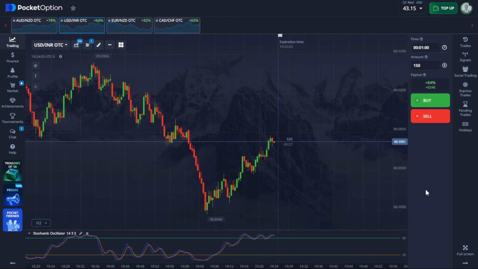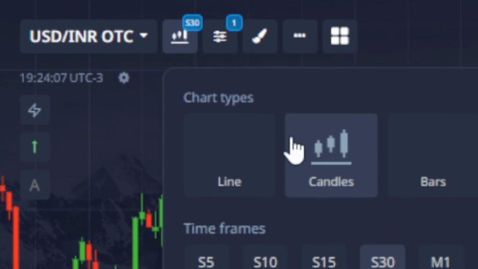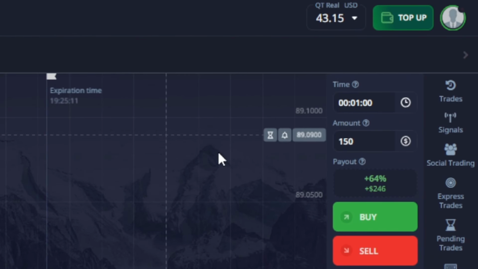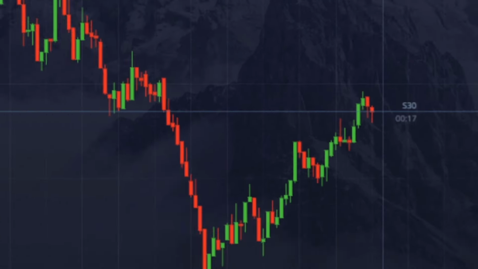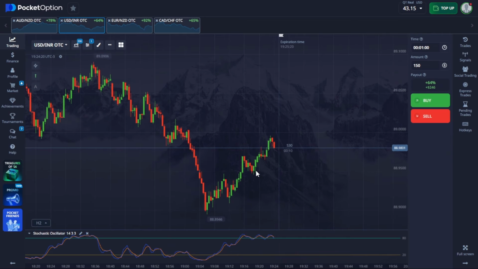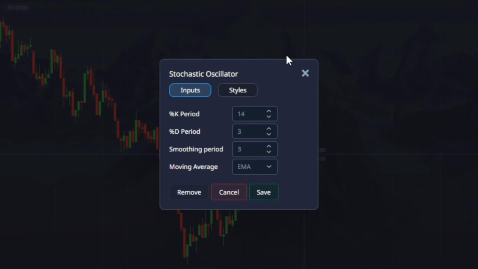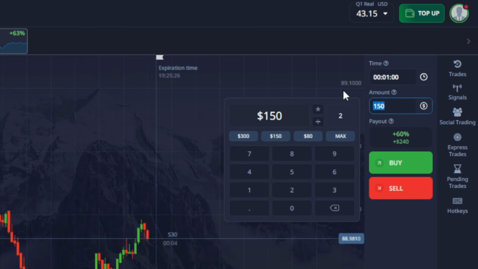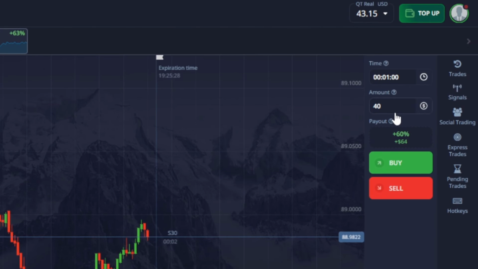Let's try another time frame in the OTC market. We use a 30-second time frame with classic candles, just like that. Let's set up, it's for 1 minute expiration time. Stochastic Oscillator 14, 3, 3 and EMA. Don't forget to change that, that's important. The style is the 8 and 20 lines. We're going to start with $4.